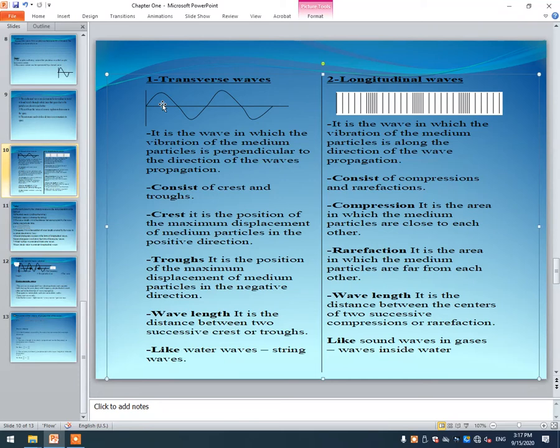And of course, you know from math that the complete revolution equals 360 degree. So quarter of the complete wave, 360 divided by 4, this will be 90 degree. So the difference in phase between this point and that here is 90 degree.